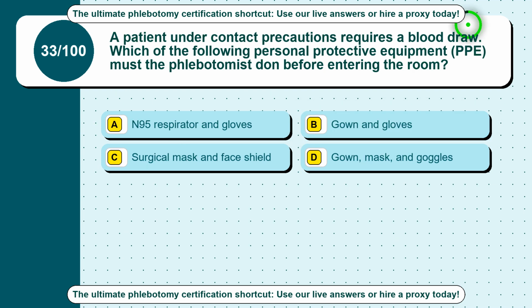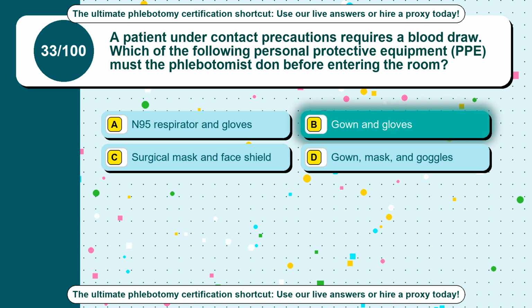Question 33. A patient under contact precautions requires a blood draw. Which of the following personal protective equipment, PPE, must the phlebotomist don before entering the room? Option A, N95 respirator and gloves. Option B, gown and gloves. Option C, surgical mask and face shield. Option D, gown, mask, and goggles. The correct answer is option B, gown and gloves.